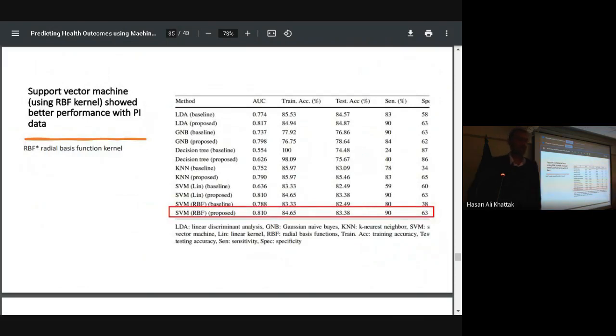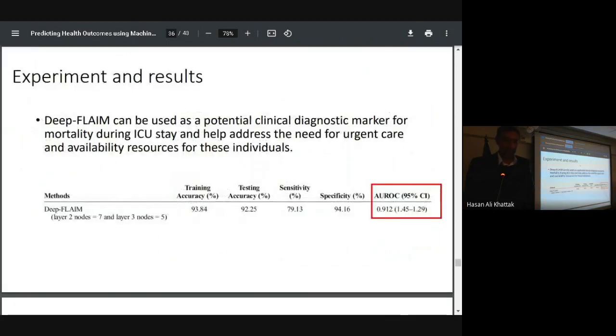Our results show that the support vector machine with the RBF kernel showed the best performance with the PI data. And the same with D-FLAME: we found that our algorithm beats all the available work at this time, which is published on PubMed. D-FLAME can be used as a potential clinical diagnostic marker or tool for mortality during ICU stay, and can help address the need for urgent care and availability of resources for these individuals.